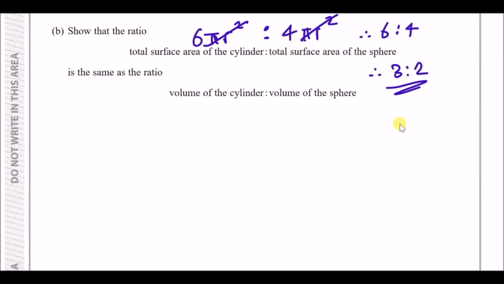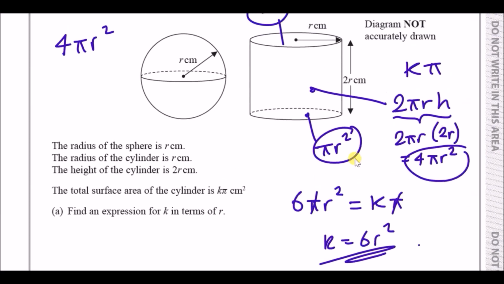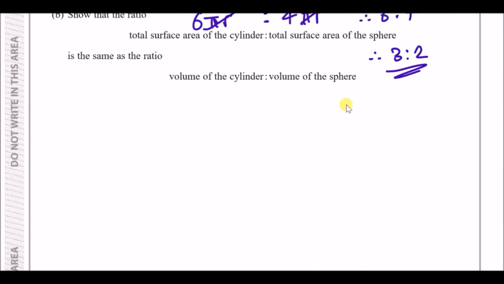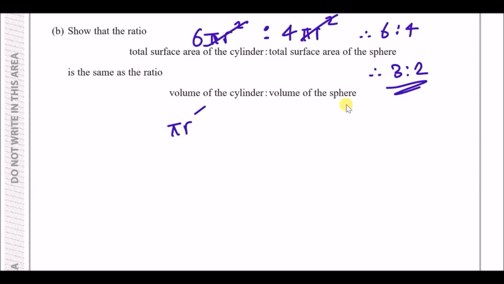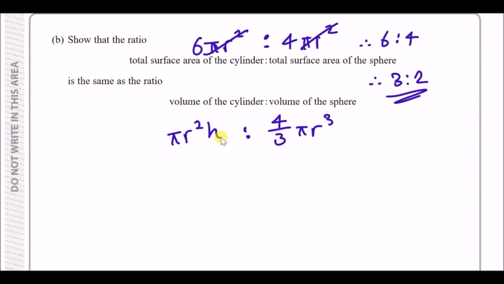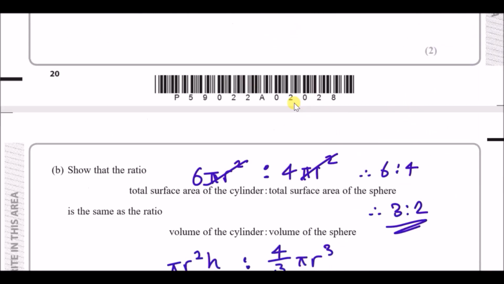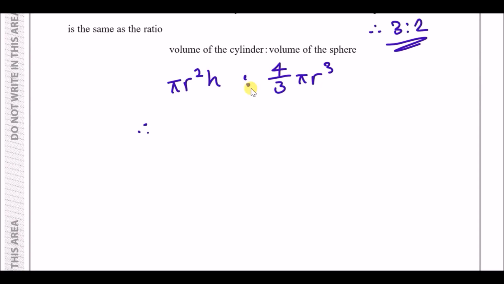Now we're trying to do the same for the volume. So let's do it. The volume of the cylinder is actually given as well, which is pi r squared times the height. And the volume of the sphere is also given to be 4/3 pi r cubed. Now height, again, we know what it is. Height was 2r. So let's put that in. So we're going to now have pi r squared times 2r proportional to 4/3 pi r cubed.